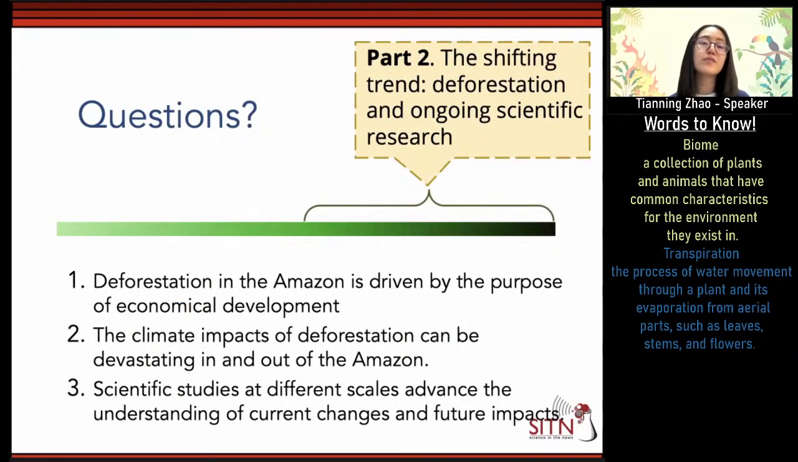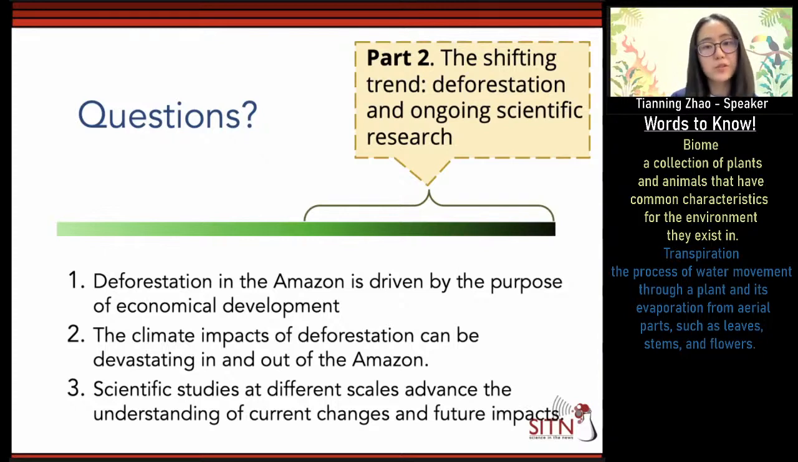Here we talked about the deforestation in the Amazon, and we talked about its major drivers, and behind all of them is actually this purpose of economic development, whether you are raising cattle or planting crops. Those are for the economic sake. And the climate impacts of the deforestation can be devastating in and out of the Amazon because of this complicated but delicate interaction between the tropical rainforest and the global climate.